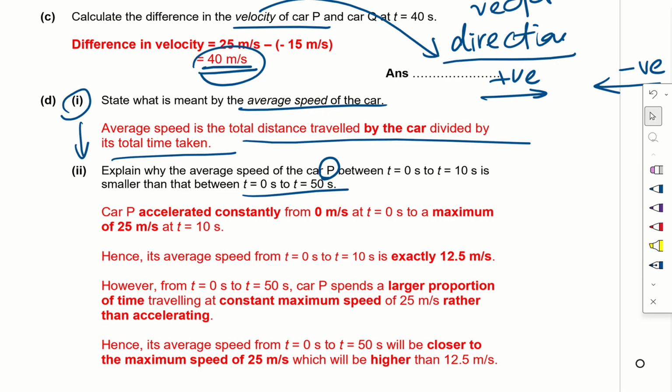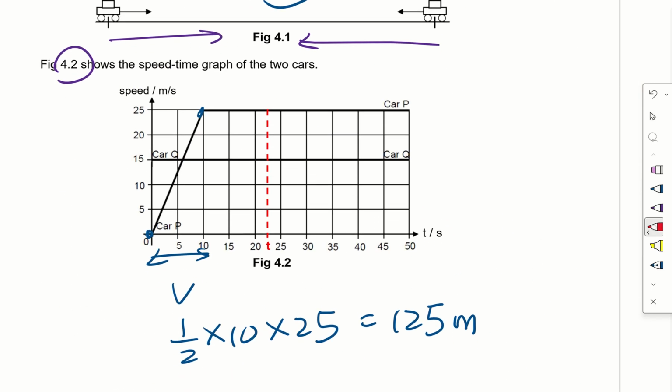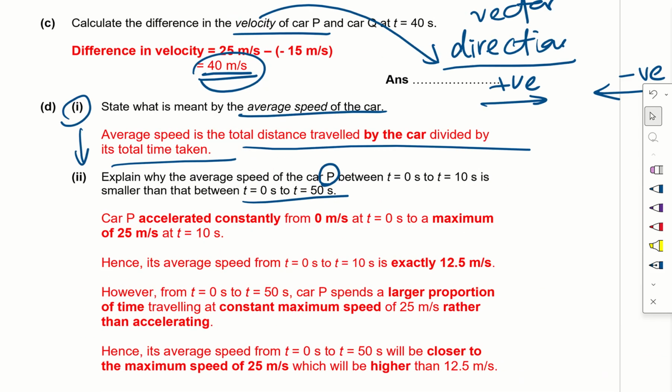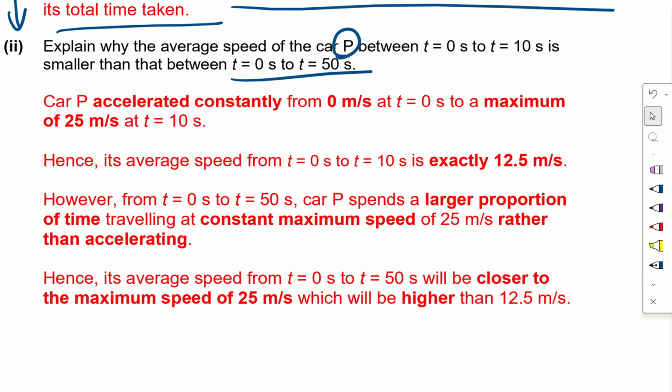So let's look at the graph again. Now they want t equals 0 to t equals 50. We see that a large proportion of the journey he was traveling at 25 meters per second. So definitely the average speed from 0 to 50 will be more than the average speed from 0 to 10 seconds, because it's only at 10 seconds that it reaches the speed of 25, but we see that a large proportion of the time from 0 to 50 was spent at a speed of 25 meters per second. I'm sure you know the logic behind, but maybe you are like me, you can't really explain it very well in English, so let's look at the answer.